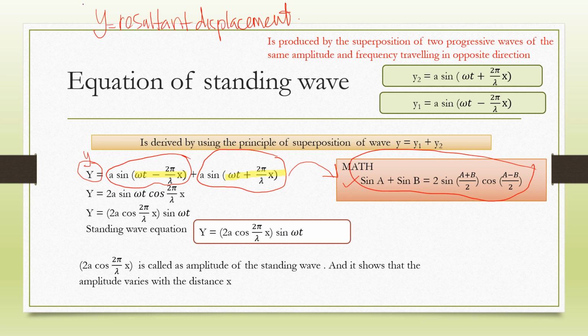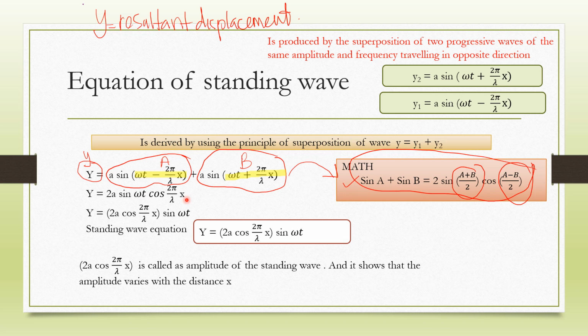Now, hold on. This is A. This is B. Then you take A plus B divided by 2, then A minus B divided by 2, from your maths. So once you have added up these two, you will get this formula: 2a sine omega t cos 2 pi x over lambda.